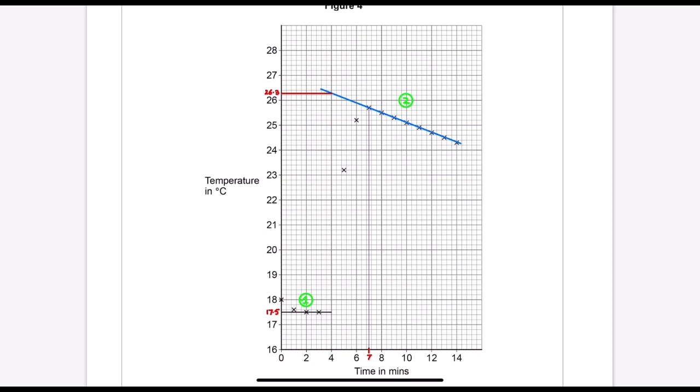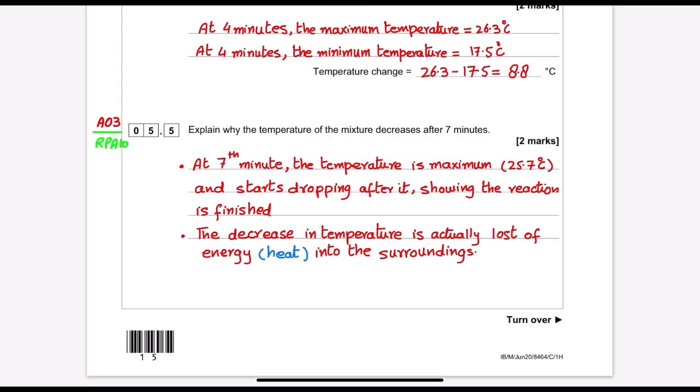Let's see the model answer by using figure number 4. At 7 minutes, the temperature is maximum, 25.7 degrees, and starts dropping after it, showing the reaction is finished. The decrease in temperature is actually loss of the energy or the heat into the surroundings.